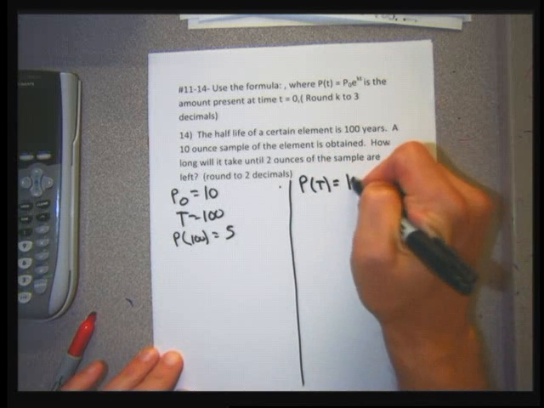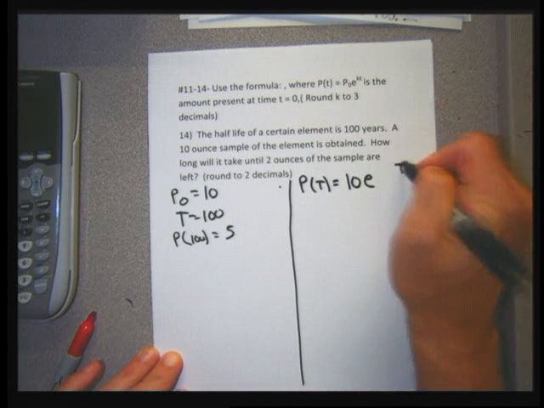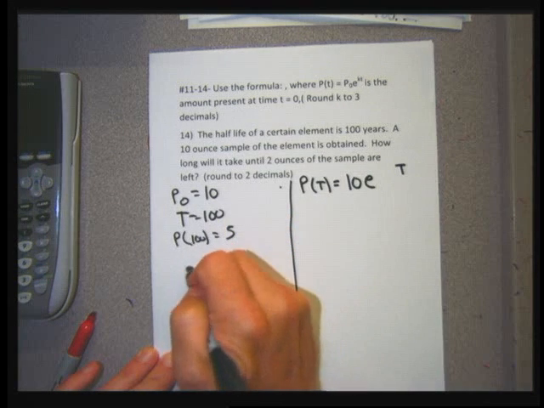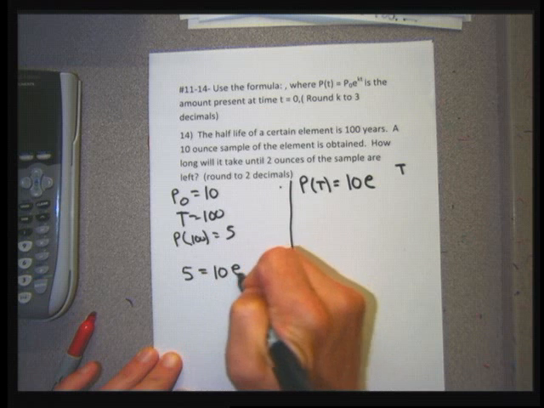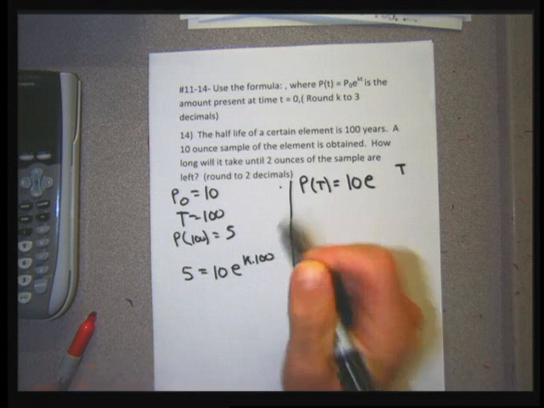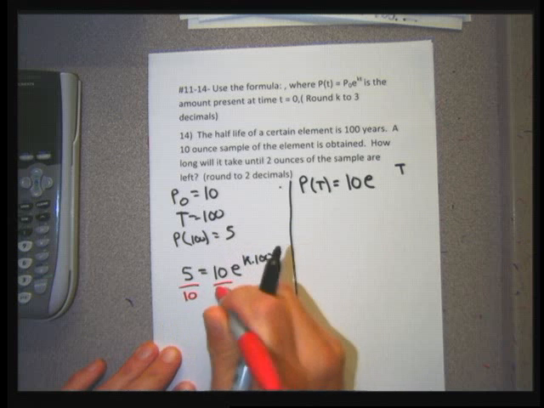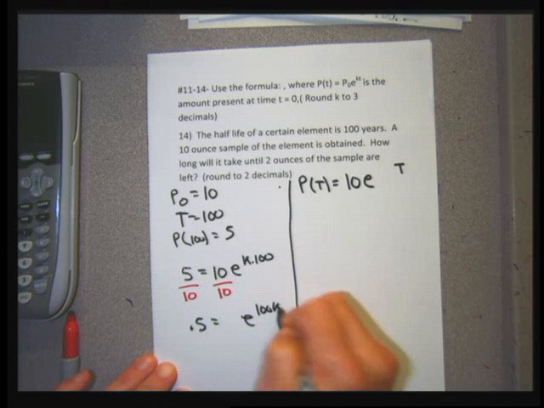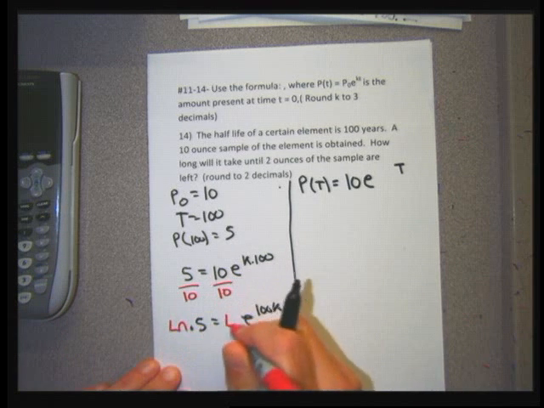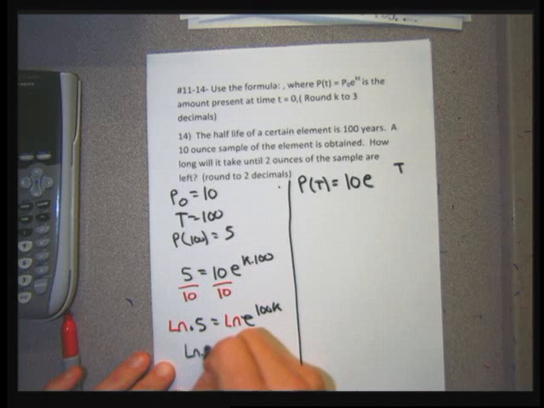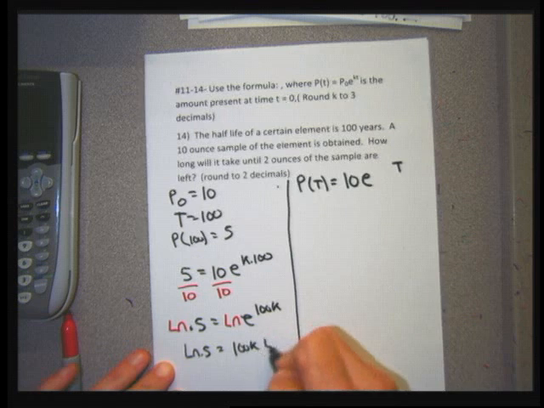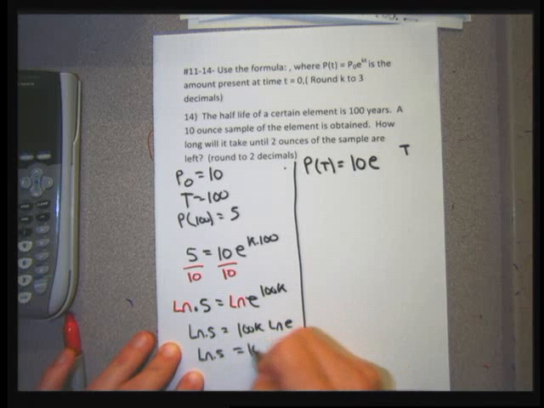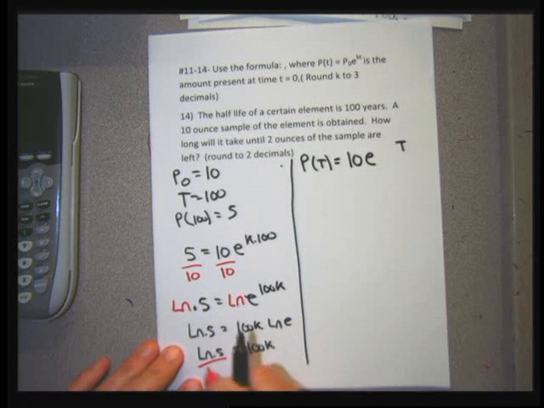Eventually I get the formula P of t equals the initial quantity 10 times e to some power. There's going to be a number to the left of the t. That's the k. So here I'm going to go 5 equals 10 times e to the k times 100. Divide both sides by 10. I get 0.5 equals e to the 100k. Take the natural log of both sides. I get the natural log of 0.5 equals 100k times the natural log of e. The natural log of e is 1, so I get the natural log of 0.5 equals 100k. Divide both sides by 100.